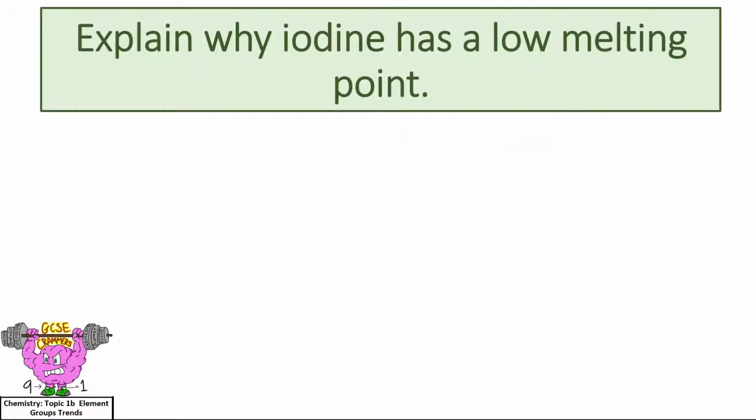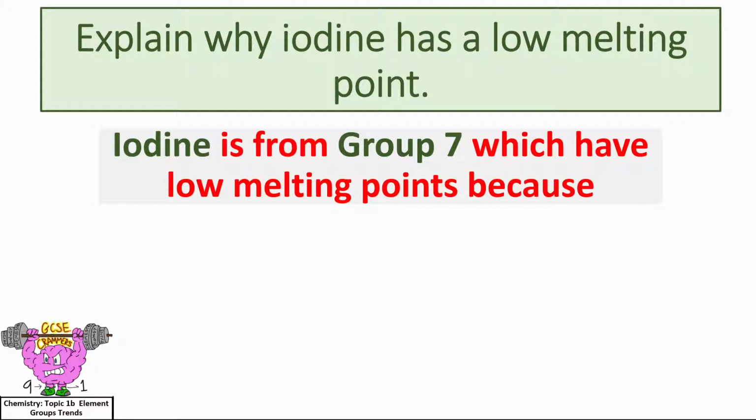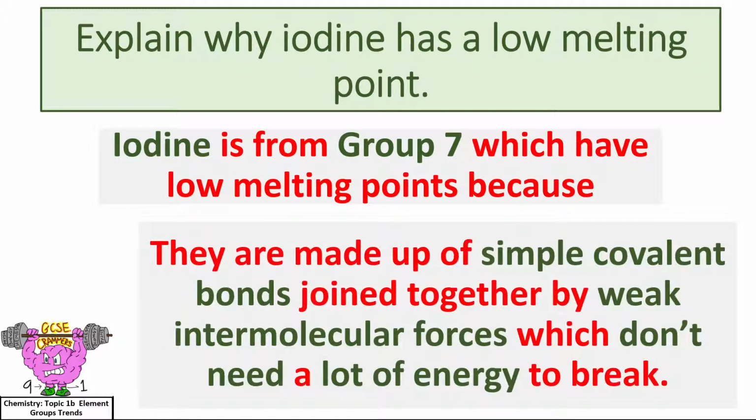Explain why iodine has a low melting point. Iodine is from group 7, which have low melting points because they're made up of simple covalent bonds, joined together by weak intermolecular forces which don't need a lot of energy to break.